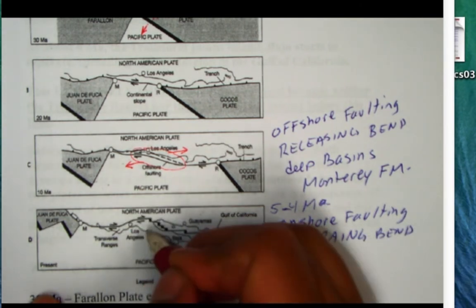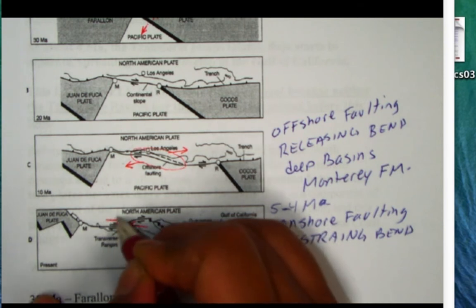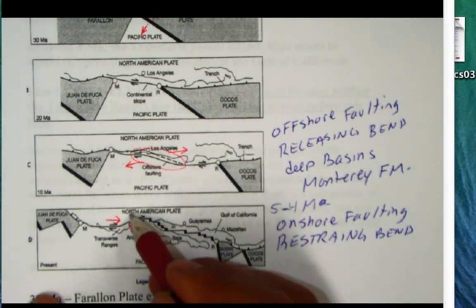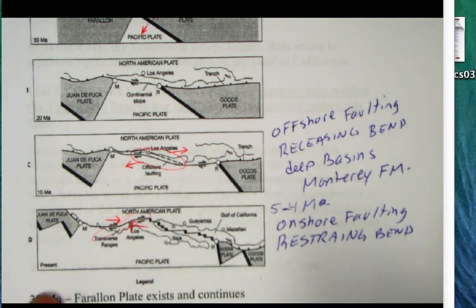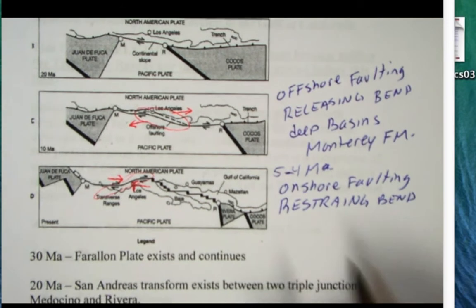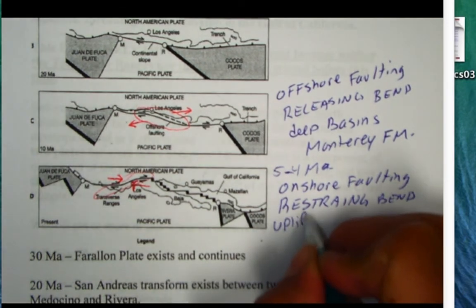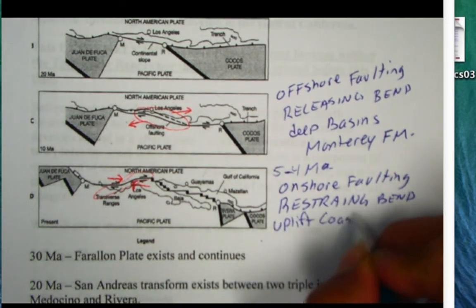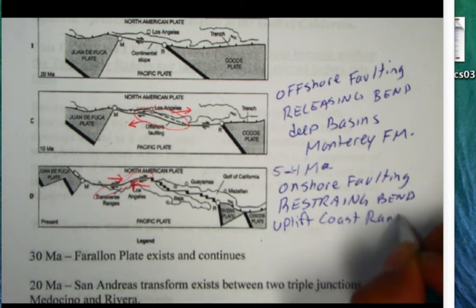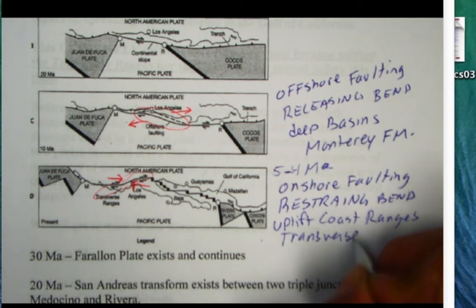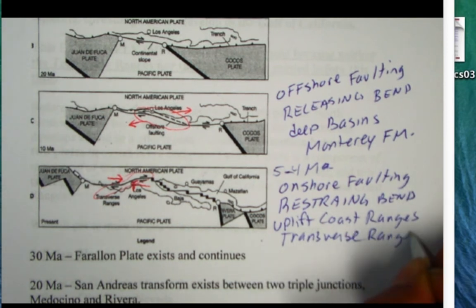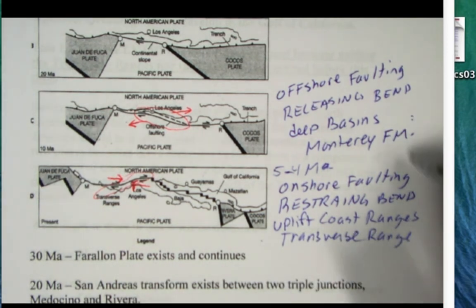So now here we're going to see compression right here. So this is moving north, and that's moving south, and we're going to see a zone of mountain building here, right? So in that case, we're going to uplift the Coast Ranges, and really we're also going to uplift the Transverse Ranges. So we uplift Coast Ranges and the Transverse Ranges. So now we change from a time of extension up here to a time of compression. So we start bringing all these mountains up.